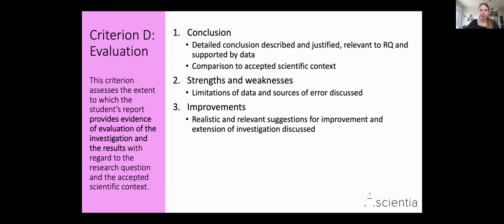Then you need to look at your strengths and weaknesses. So limitations of data and sources of error need to be discussed. And for those things, you should also mention improvements. So realistic and relevant suggestions for how you can improve the things that you have previously done wrong or could have done better. And then also what's good to include is an extension of the investigation.